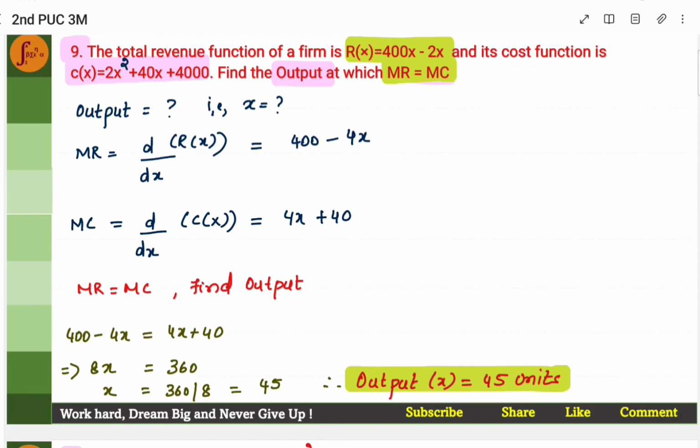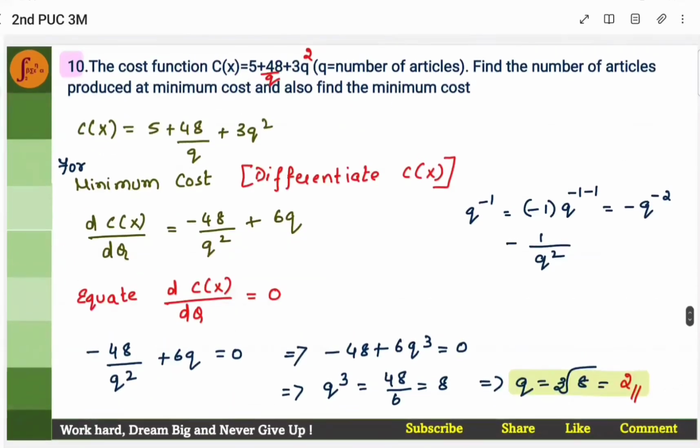Marginal revenue means you have to differentiate revenue. Marginal cost means differentiate cost. You need to find the output when MR is equal to MC. Equate. You have got MR here, you have MC here. Equate, and you'll get the value of X. So X is 45. This is the output. Output means it's the number of units.